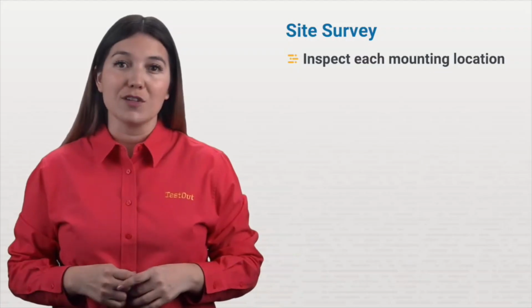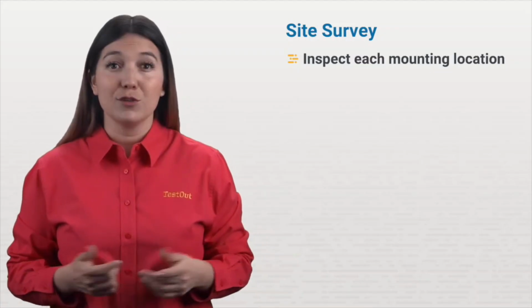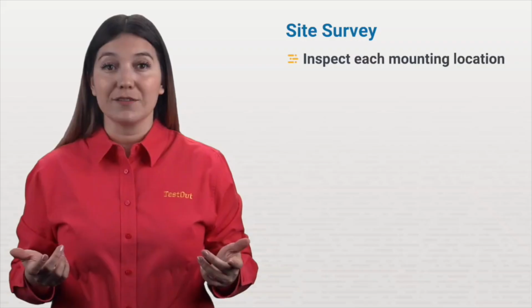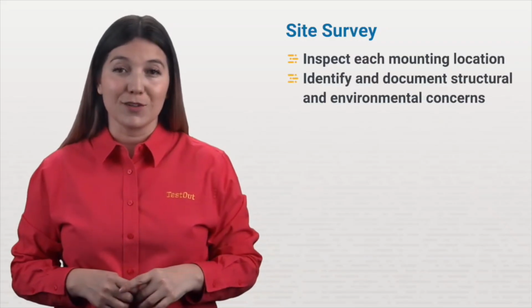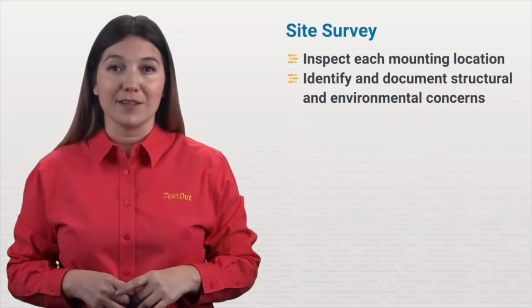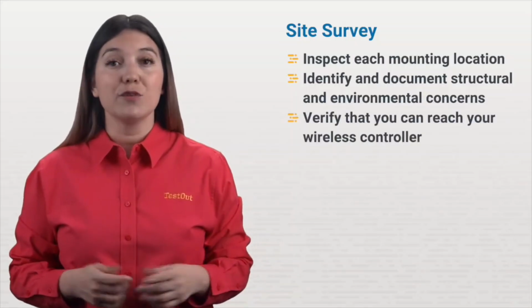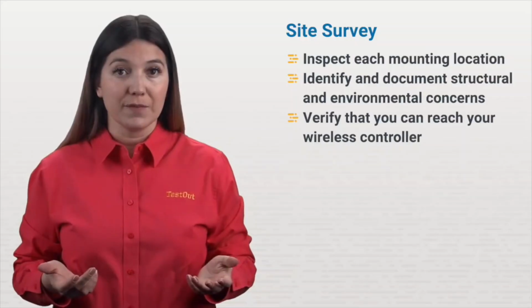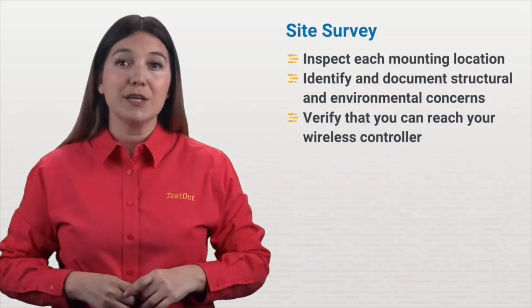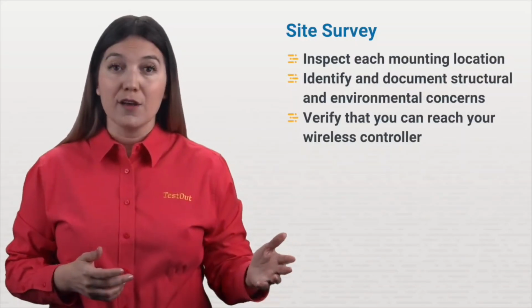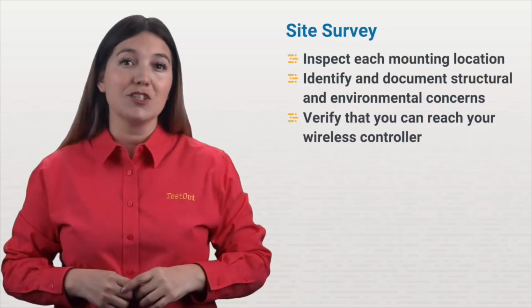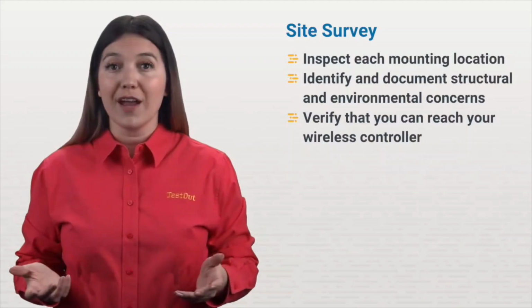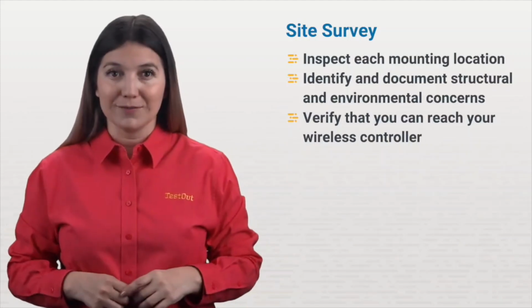You may encounter situations where you just can't mount an access point due to a variety of structural or environmental factors. Next, identify and document structural or environmental concerns that may disrupt the RF signal from the access point. Then verify that you can reach your wireless controller from the location. For a wired backhaul, you need to be able to run a wire to the controller. For a wireless backhaul, the access point's wireless signal needs to be able to reach either the controller itself or another access point that can relay it to the controller.